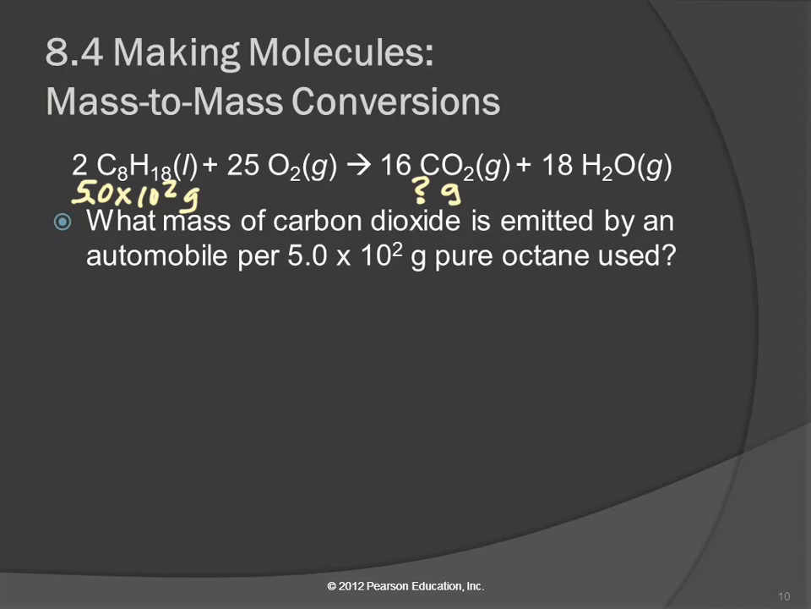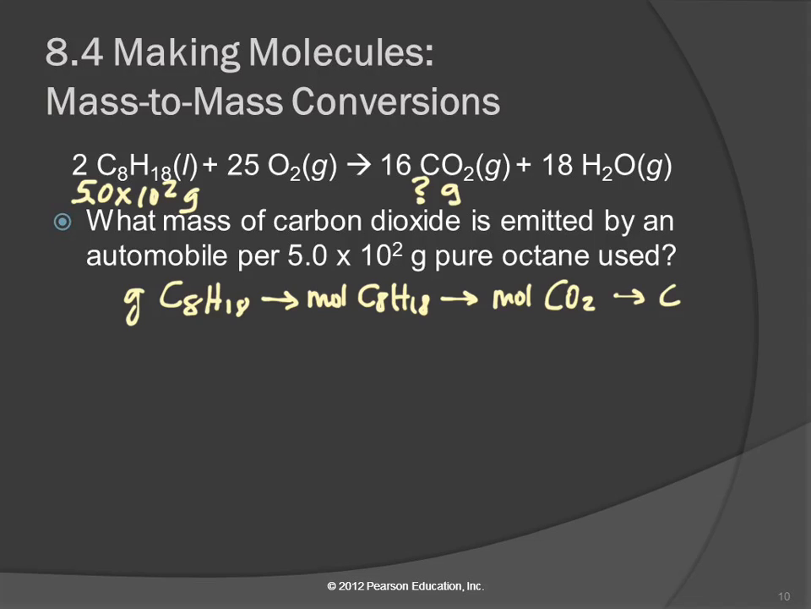We're starting with the number. So we're starting with grams of C8H18, grams to moles to moles to grams. We're going to convert grams of that to moles of that. And then we're going to convert moles of that to moles of the thing that we're interested in. And then we're going to convert moles of the CO2 to grams of CO2. Grams to moles to moles to grams.